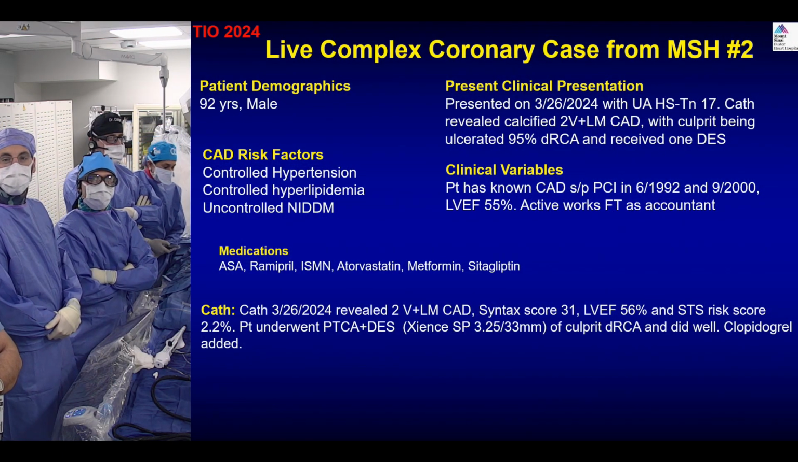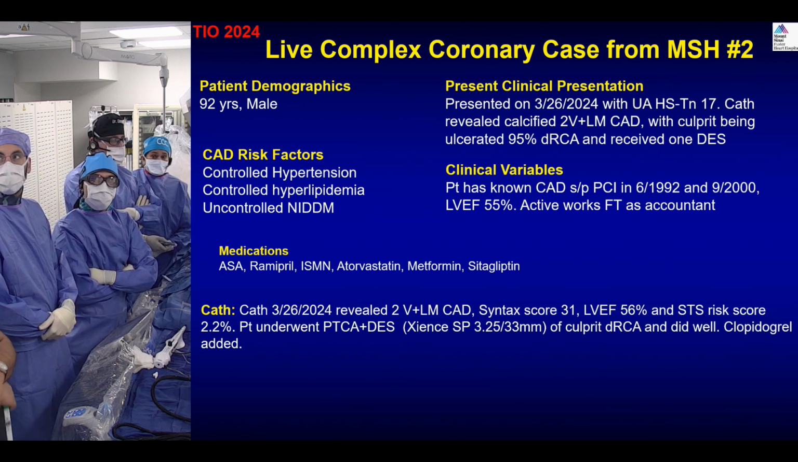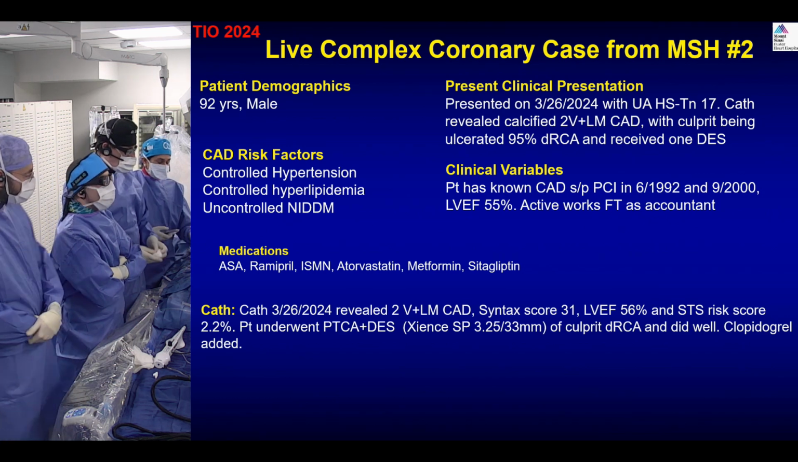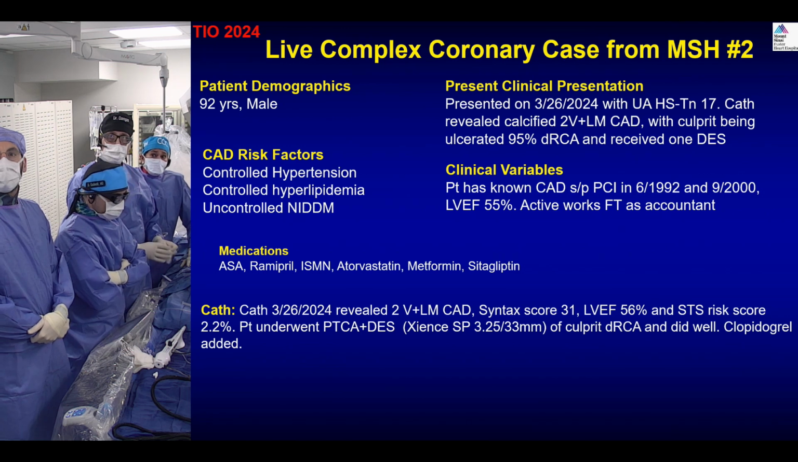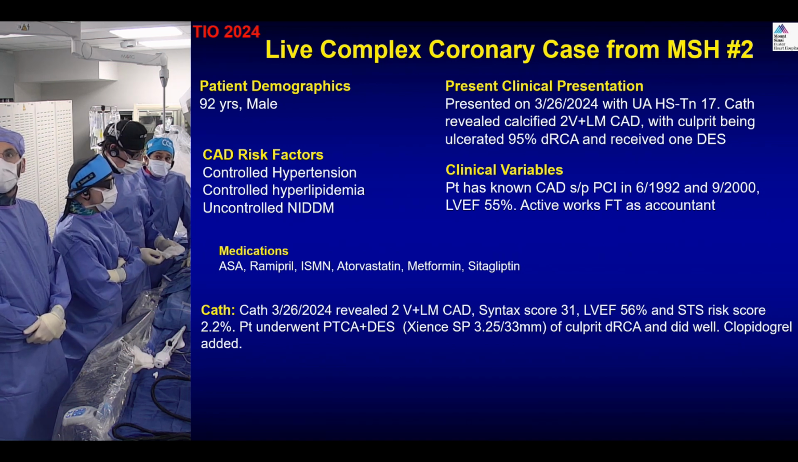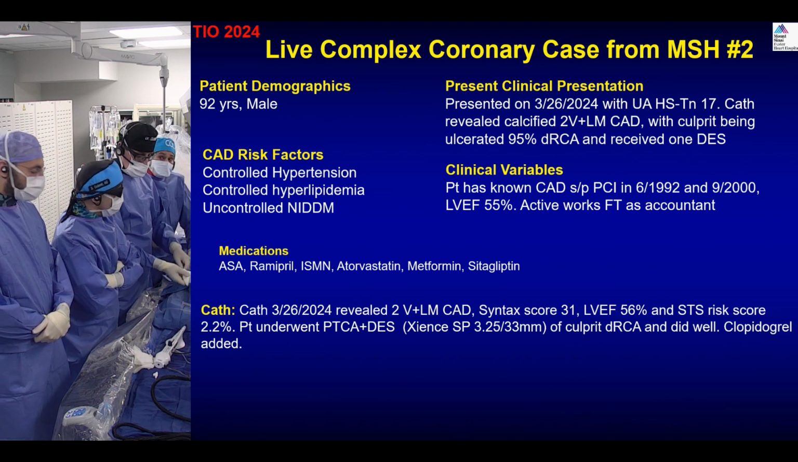So actually, I put it as case 2 because we did our first case last year for TIO. So this is the second case we are doing. First case for this session from us is a 92-year-old male. Though he's 92, he's very active, he's an accountant and he still works. He presented yesterday with unstable angina, troponin was still negative.